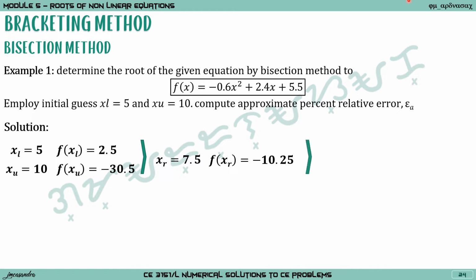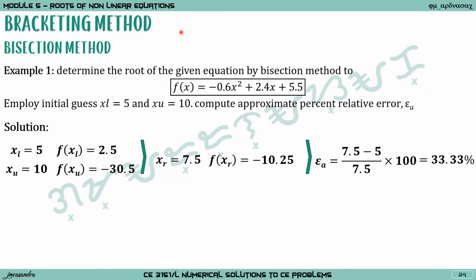Okay, so next we now compute for the error, which is 7.5, xr minus xl divided by 7.5 times 100, which will give us a value of 33.33%. So in this case, we have a very large error. So we try to move again to the next iteration.